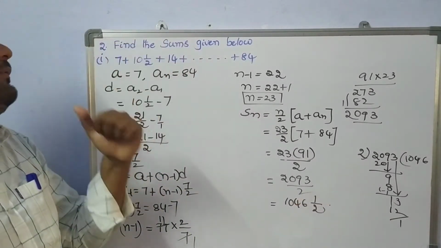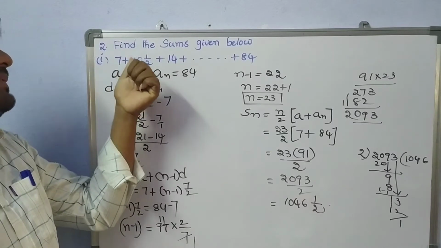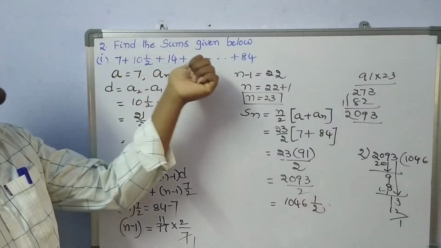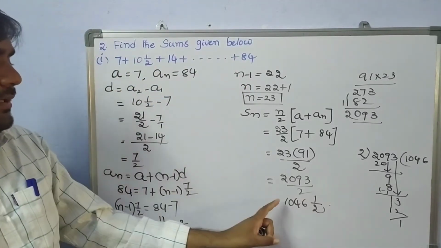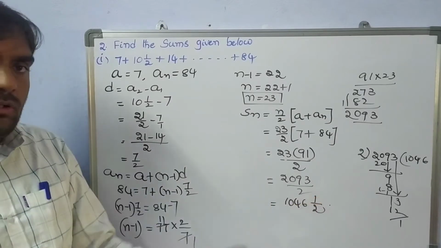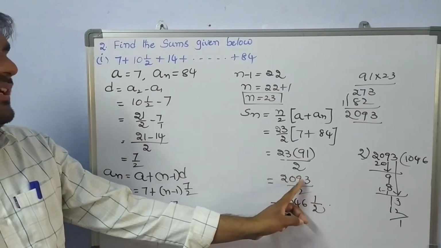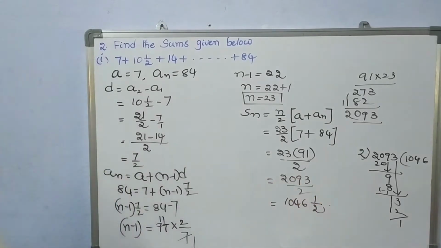So the sum of the given terms 7 plus 10 1 by 2 plus 14 plus and so on plus 84 is 1046 1 by 2, or else 2093 by 2.